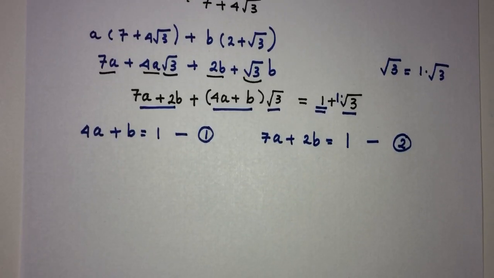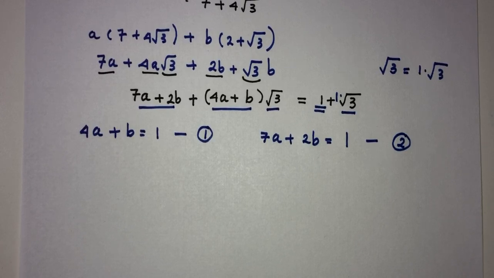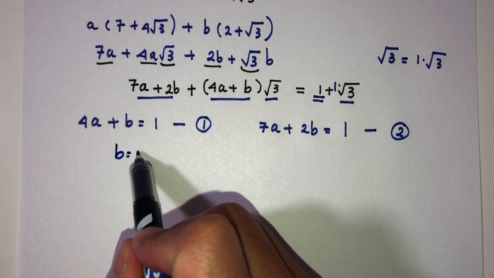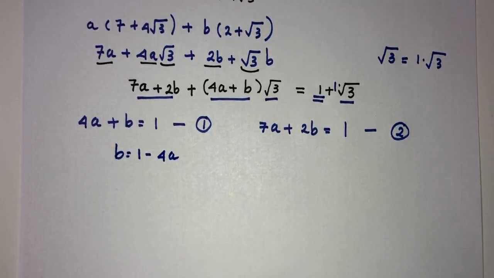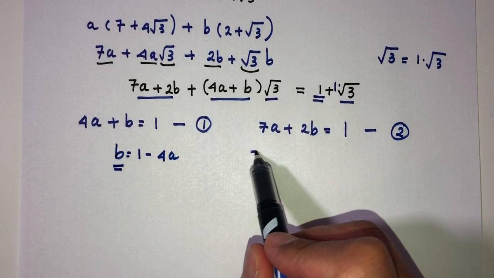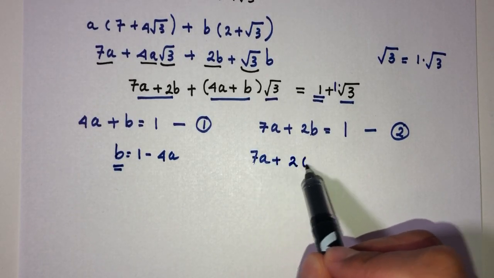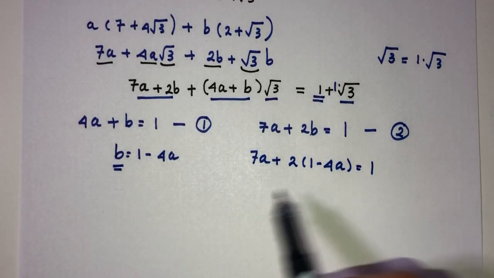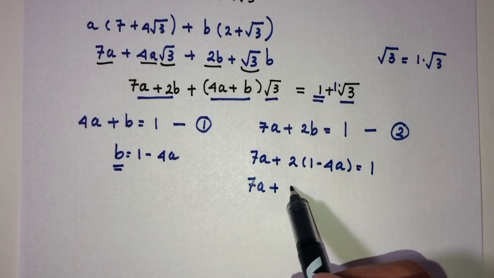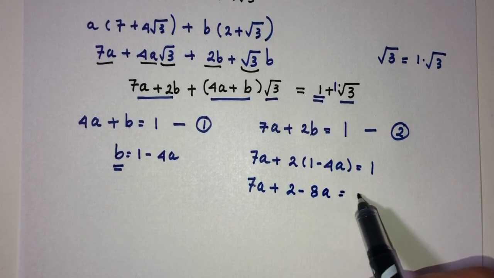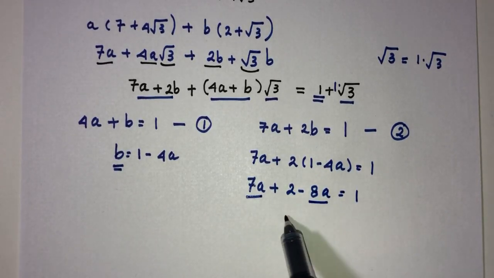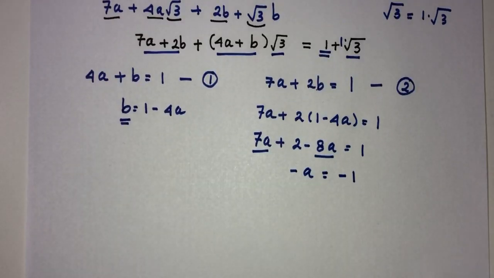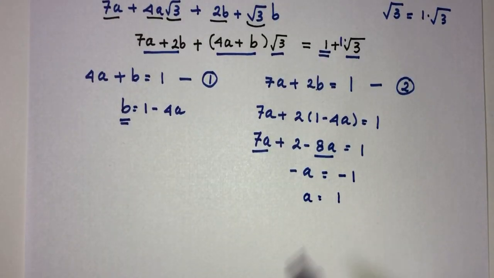Now as you can see, we have 2 equations. So how do we solve this? We can solve this by using simultaneous equations, right? So b is 1 minus 4a. Now b can be replaced here. You will have 7a plus 2 times b, which is 1 minus 4a, is equal to 1. Expand the brackets. That will be 2 minus 8a. 7 minus 8 will be minus a. 1 minus 2 will be minus 1. So we conclude that a has to be 1.